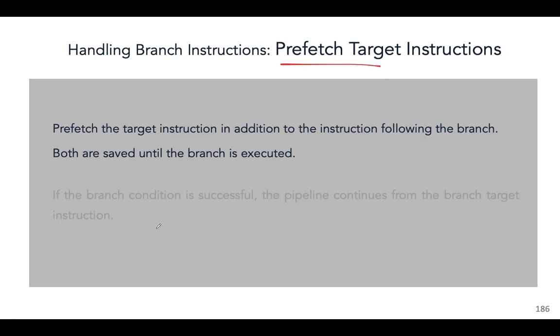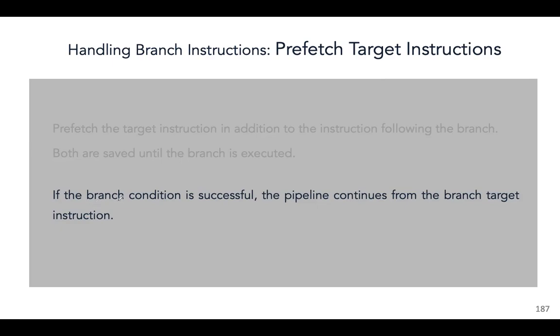So you fetch both instructions, and then if the branch condition is successful, the pipeline will continue from the branch target instruction, and if the branch condition is unsuccessful, then since you have already fetched the next instruction, the next instruction will be executed normally, right? So we fetch both instructions, the one following the branch and the actual target instruction. If the branch is successful, then the target is executed, otherwise the next instruction line is executed.